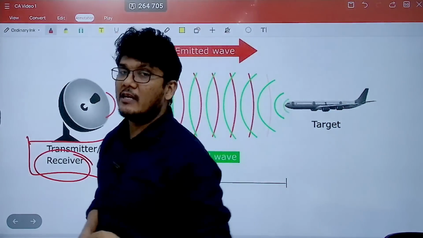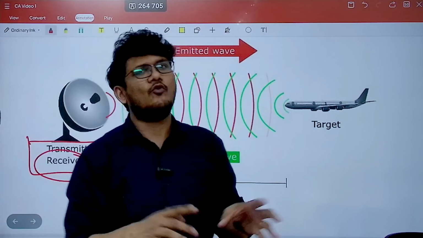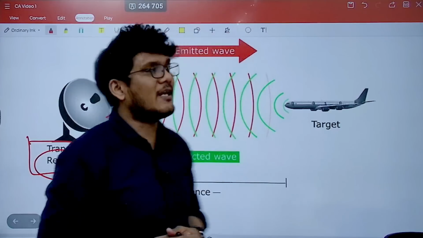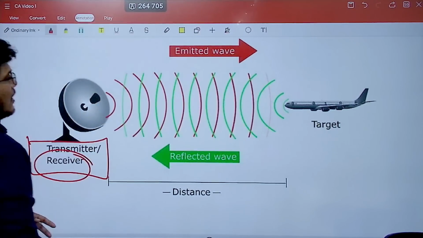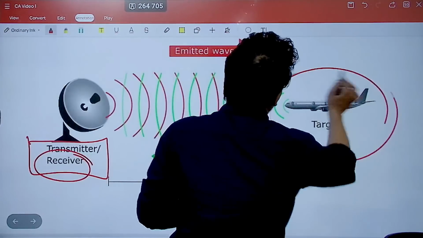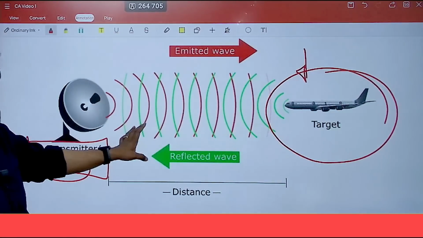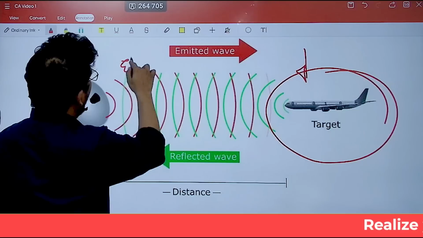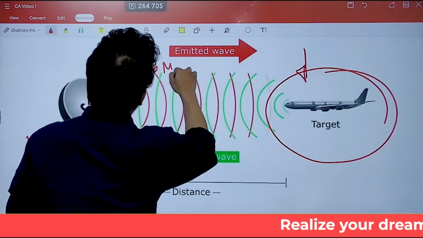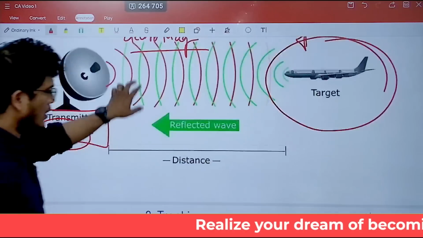Once this process is done, we can calculate the speed of that object, the distance, the type of object, and so on and so forth. All those things can be calculated, and hence the target which is approaching us can be detected through this method. And the waves that are being used are electromagnetic waves.